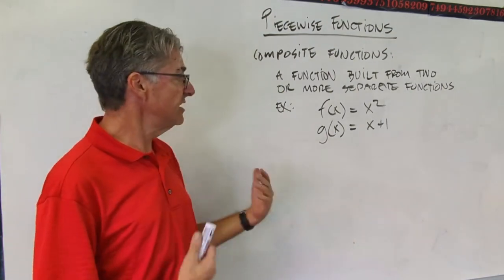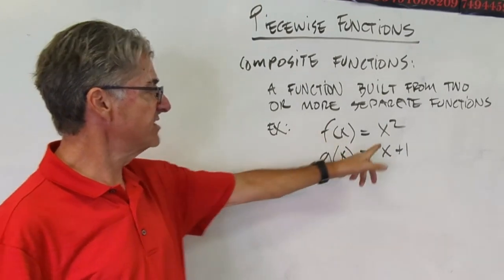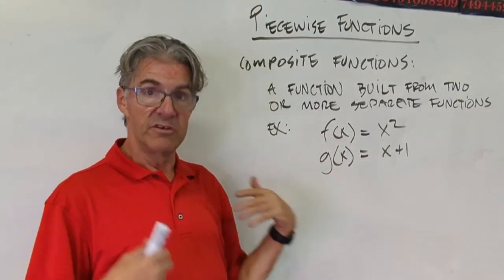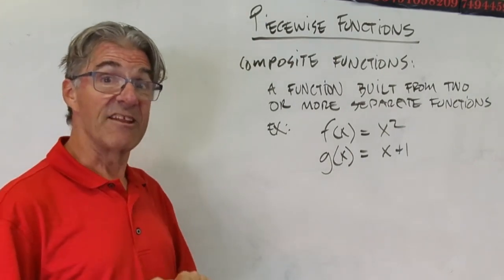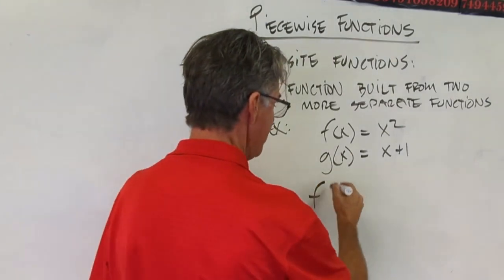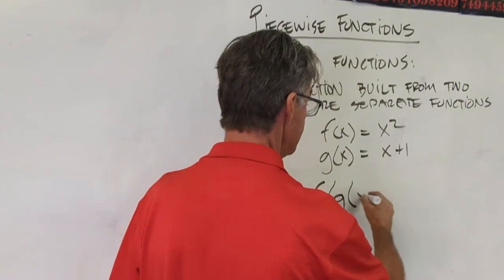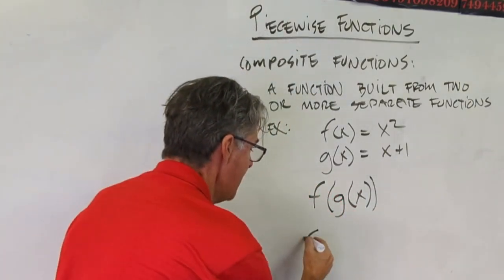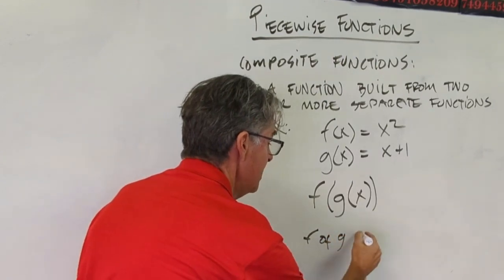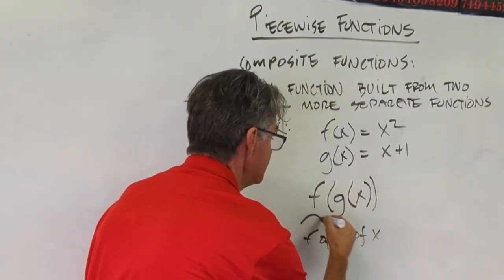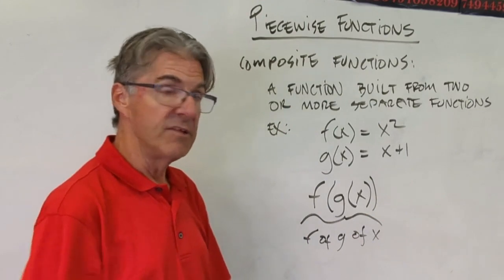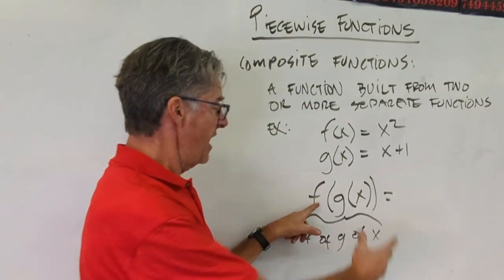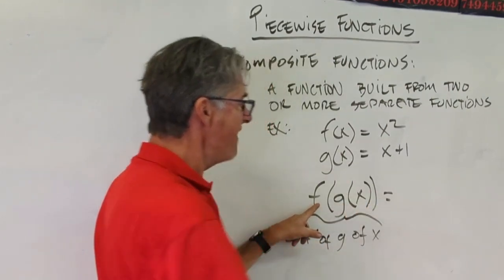So for example, let's say I have 2 functions. I have f of x is x squared and I have g of x is x plus 1. So 2 separate functions, so we can write this, f of g of x. And that's a composite function. That's read f of g of x. That's what that means. And then what we do is we're just taking f of x, and we're sticking g of x inside f of x.